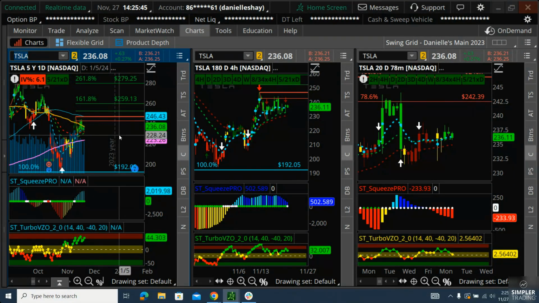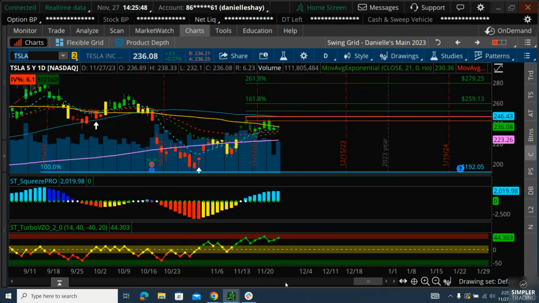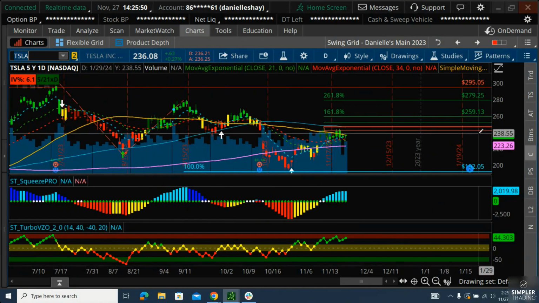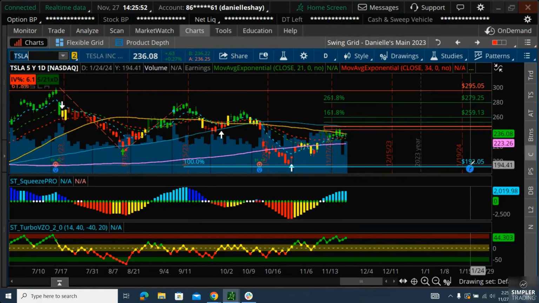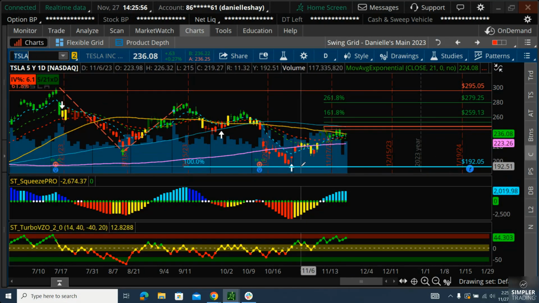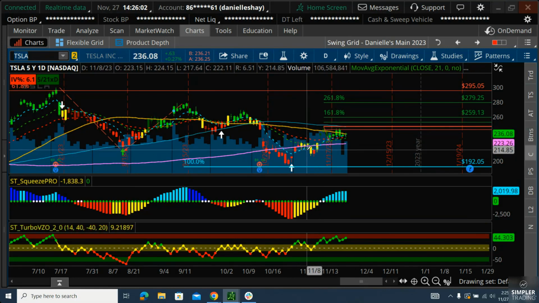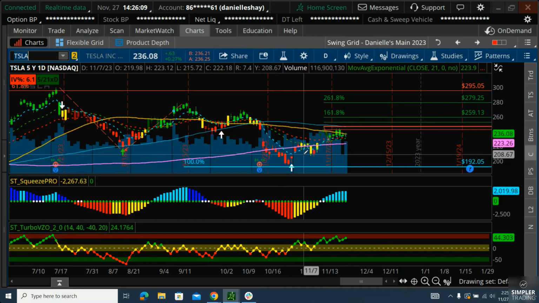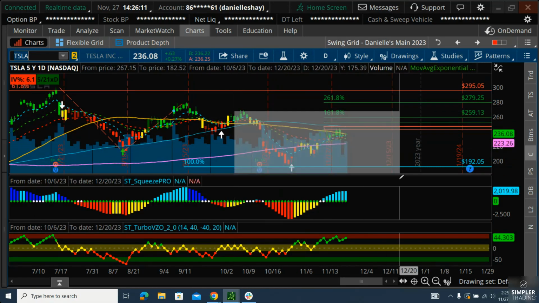So, when you look at Tesla on the longer time frame chart, what you're going to see is that Tesla has recovered very well from this area of support down here at 192. We got a nice VZO buy signal right at that Fibonacci support level, and we were able to break through this 200 simple very nicely. And the trend has shifted. We've gone from red to yellow to green to bright green.